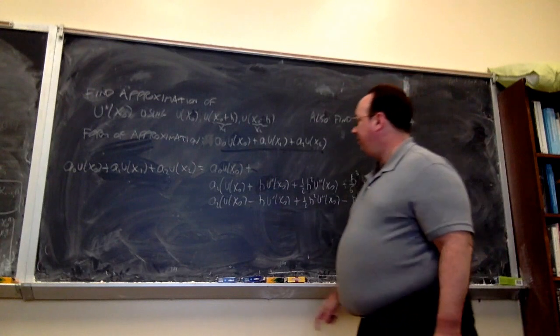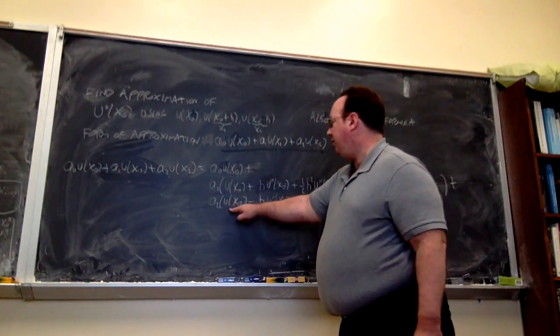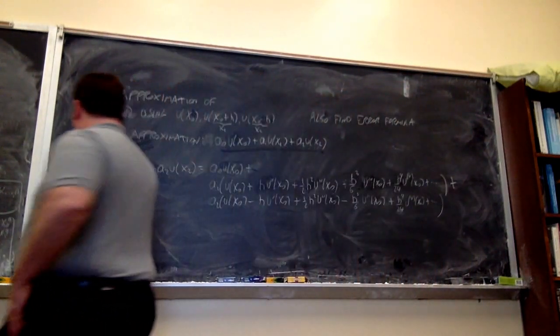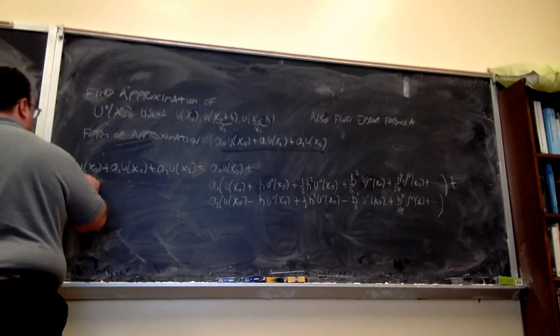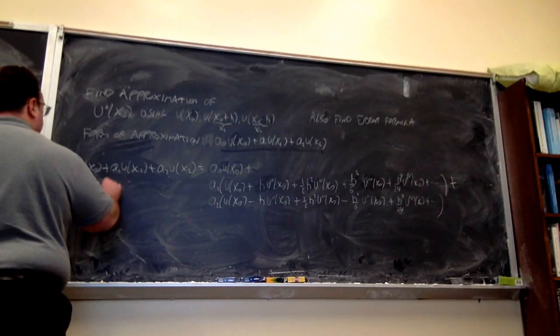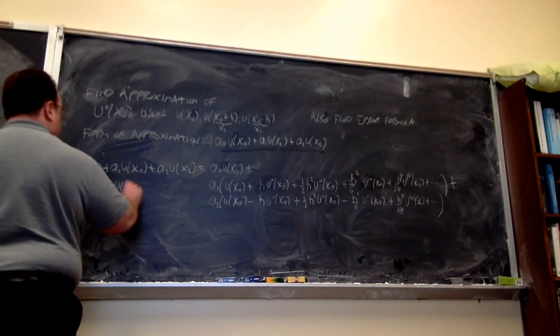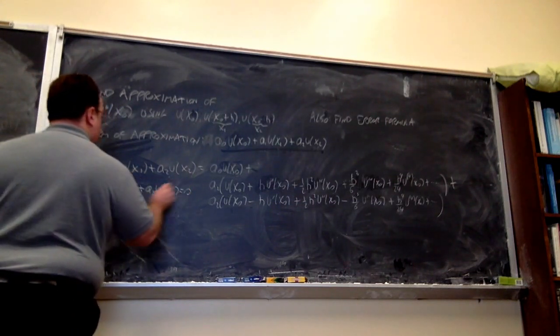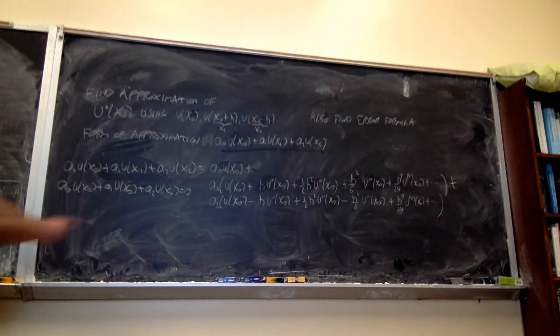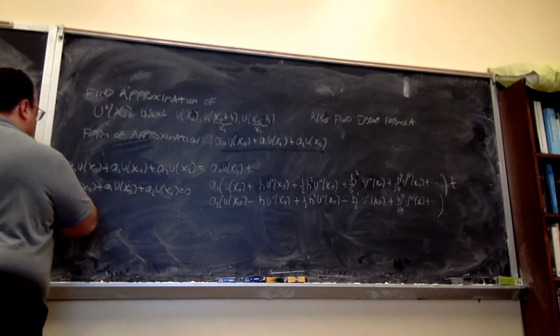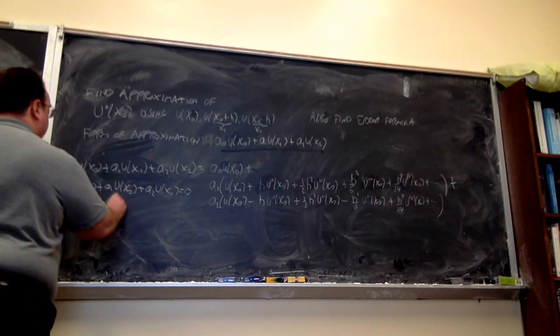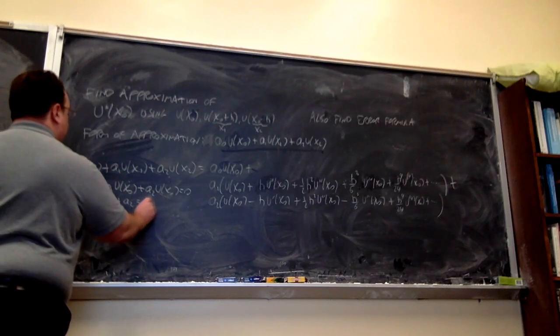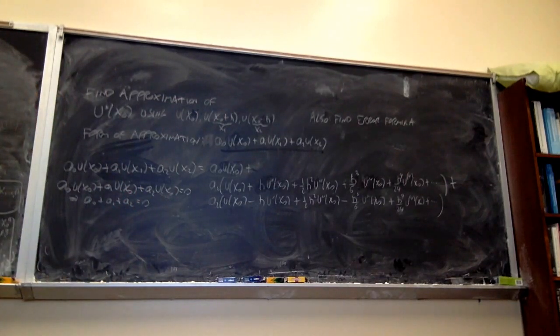So if I look at the terms involving u of x naught, I want these to go away. So I need a0 u of x naught plus a1 u of x naught plus a2 u of x naught to be 0. But I can factor u of x naught out of that, so I can just say a0 plus a1 plus a2 equals 0. So that's one condition that the coefficients have to satisfy.